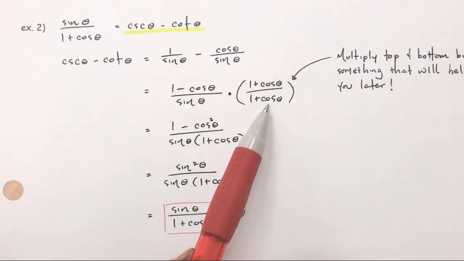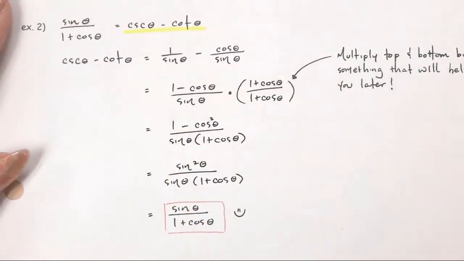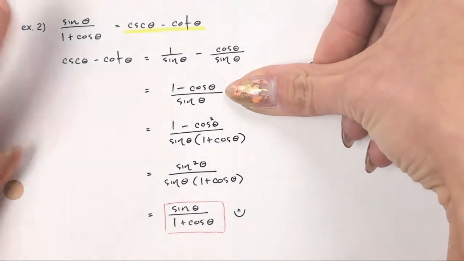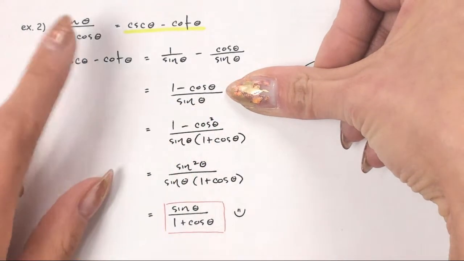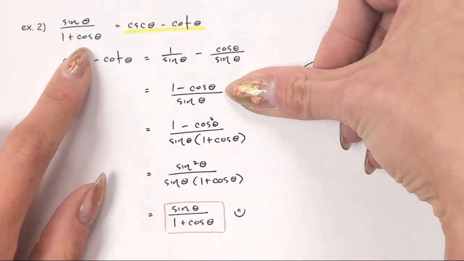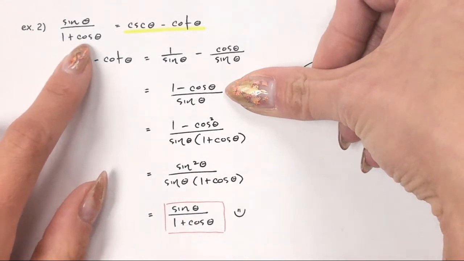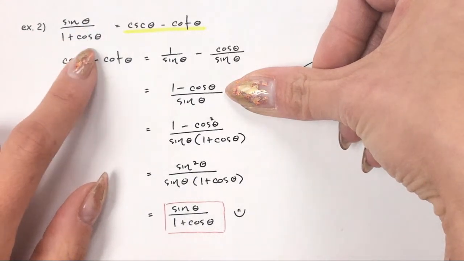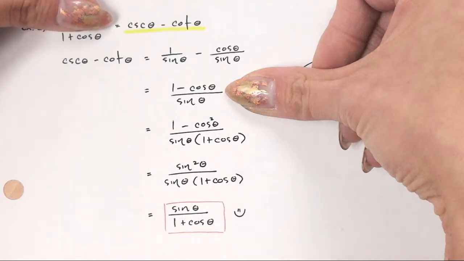How did I get this? Okay, so when you get here, sometimes we get a little bit stuck, and we know we're trying to get this. So what I do a lot of times is I'll be like, you know what? I'm just going to try to multiply so that I get the denominator on top and bottom.